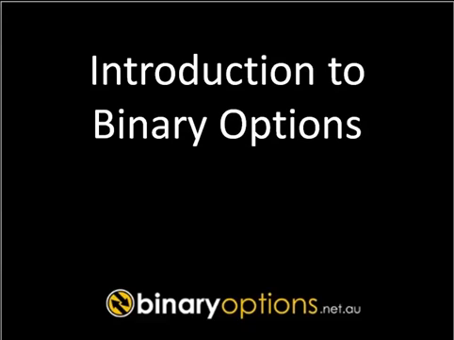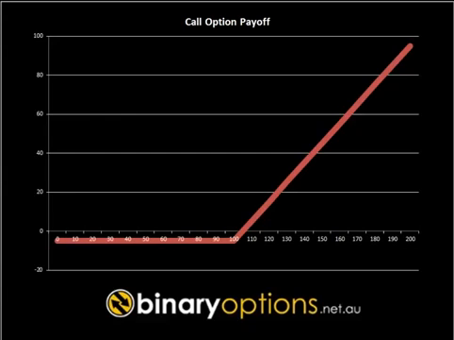Buyers of both call options and put options pay an amount upfront called a premium in exchange for the option rights. The premium represents the maximum loss for the option buyer. At expiration, the buyer chooses whether or not to exercise the option based on where the underlying is trading. In the case of a call option, the buyer's payout is the difference between the price of the underlying asset at expiration and the strike price of the option.